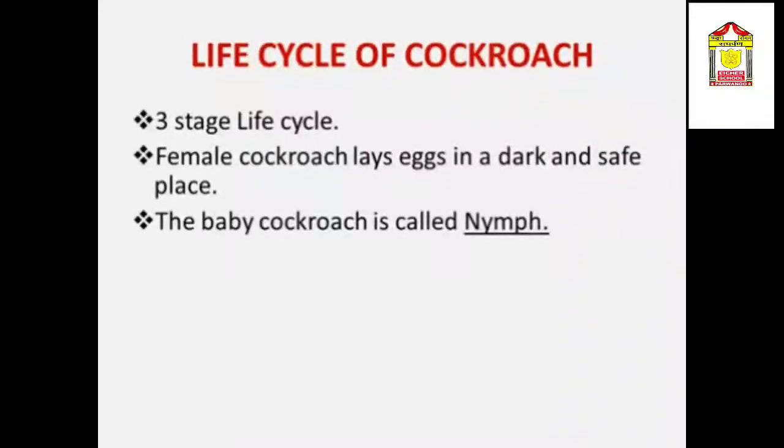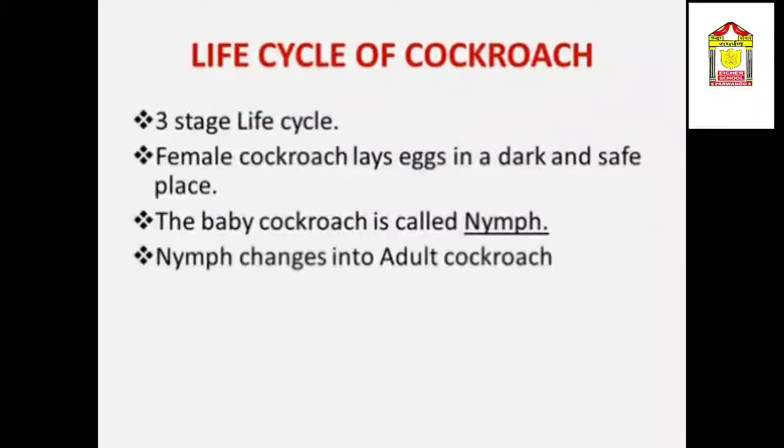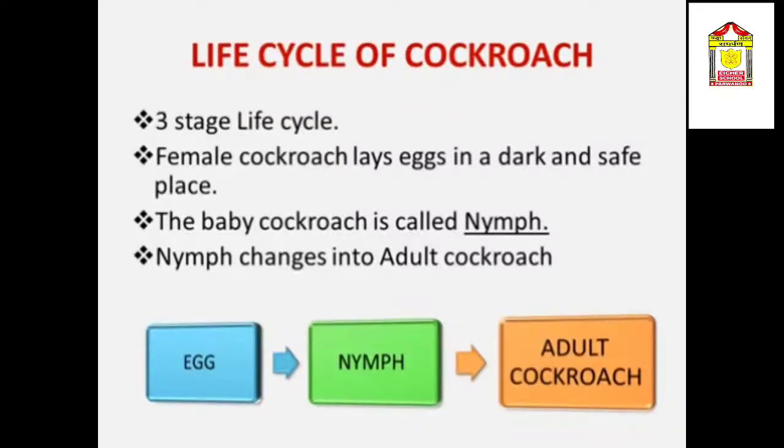A female cockroach lays eggs in a dark and safe place. The baby cockroach is called a nymph. Baby cockroach ko kya bolte hain? Nymph. And the nymph changes into an adult cockroach. So it's a very simple life cycle: only three stages, egg, nymph and adult cockroach. Egg changes into nymph and nymph changes into adult cockroach.